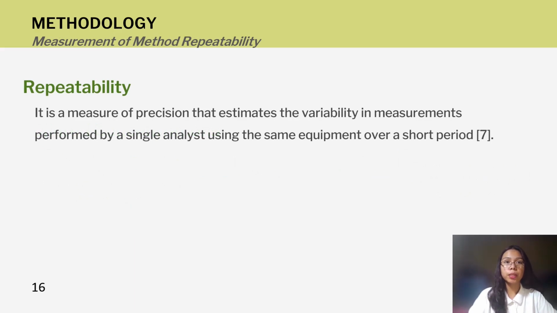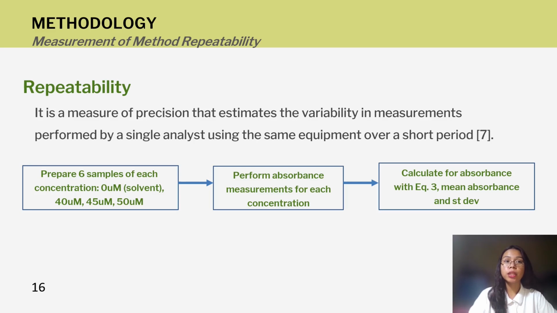Repeatability is a measure of precision that estimates the variability in measurements performed by a single analyst using the same equipment over a short period. To measure this, 6 samples of 0 micromolar, 40 micromolar, 45 micromolar, and 50 micromolar concentrations are subjected to absorbance measurements, where each sample is read 5 times. The absorbance is calculated using equation 3. The nominal absorbance and the standard deviation of the absorbance values are calculated.